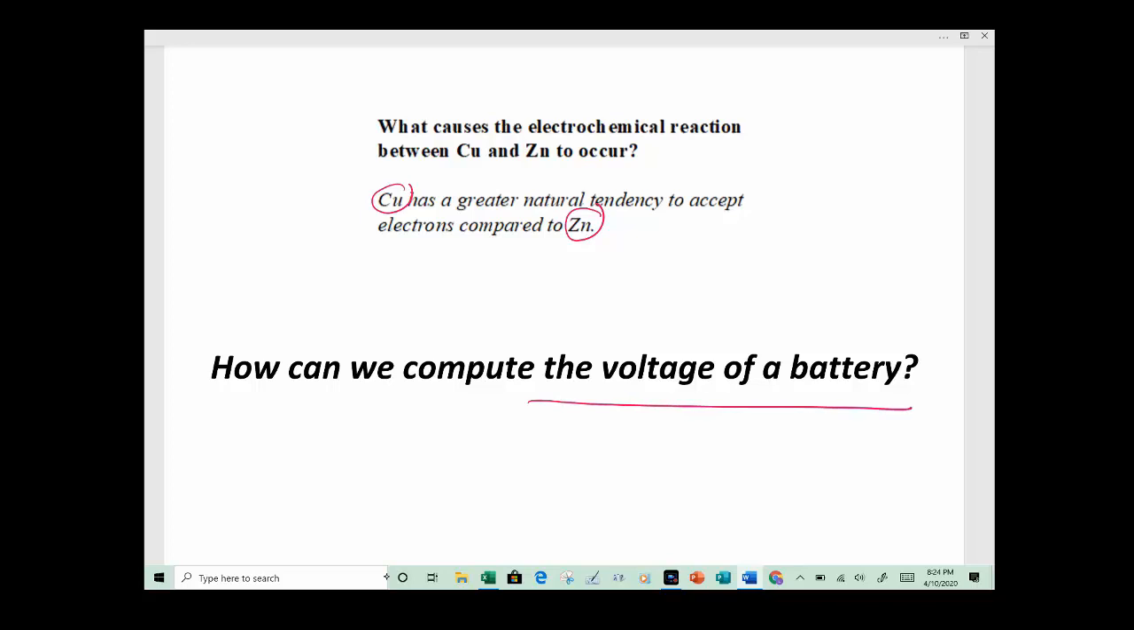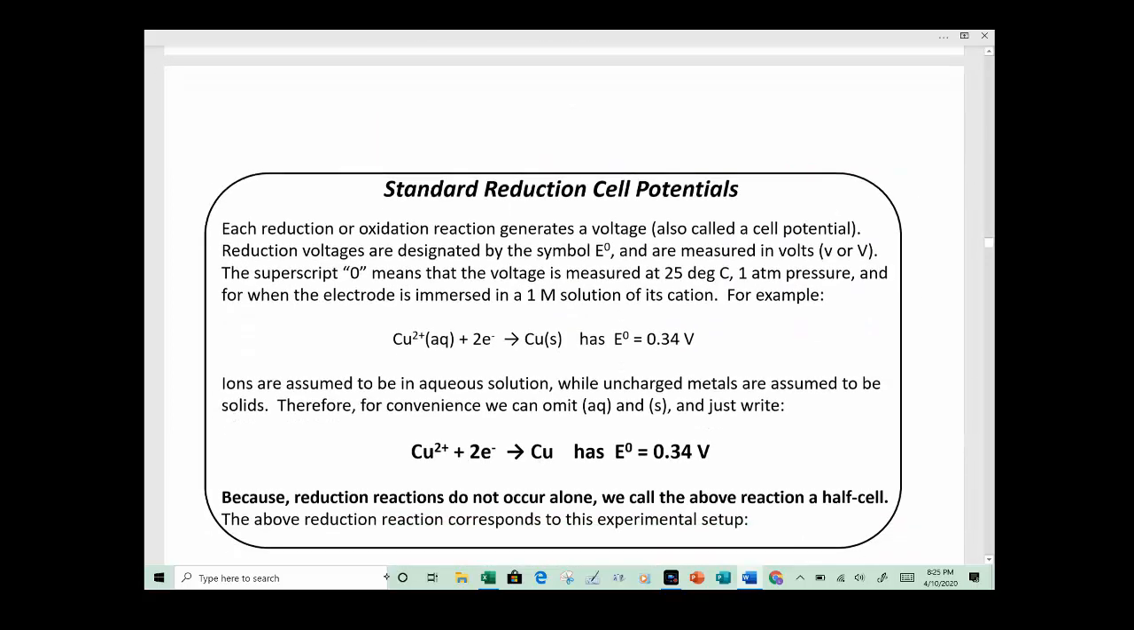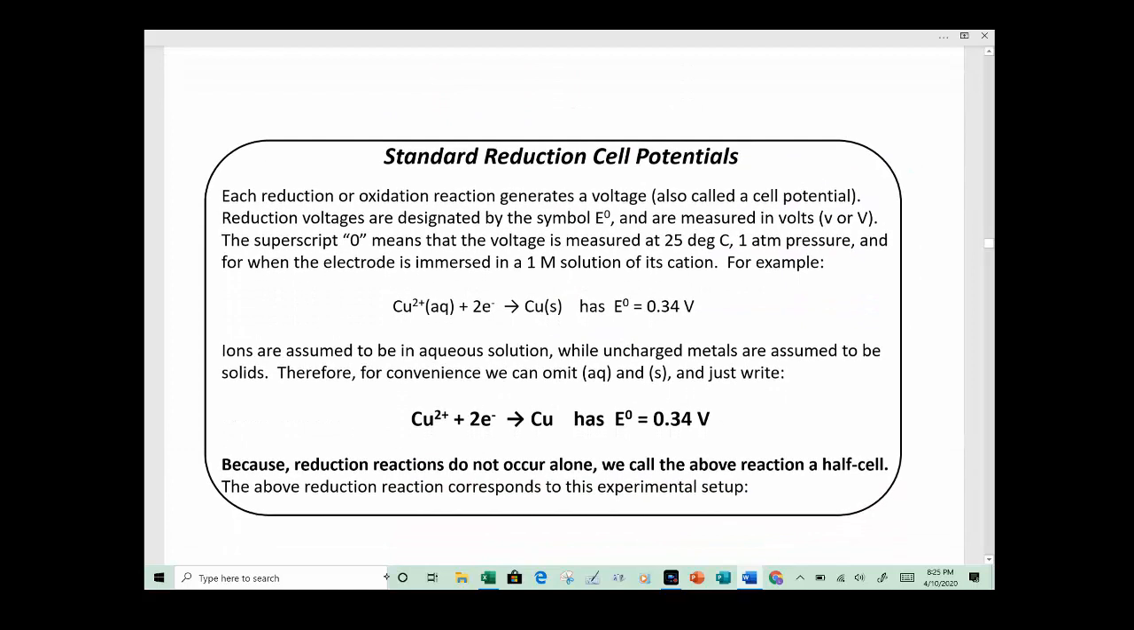Not only do we want to explain why copper is reduced and zinc is oxidized, but we want to compute the voltage of our battery. So to do that, we look at something called a standard reduction potential. For a reduction reaction like this, scientists have measured the voltage that goes along with it, and for copper ion picking up 2 electrons to form copper metal, the voltage is 0.34 volts.